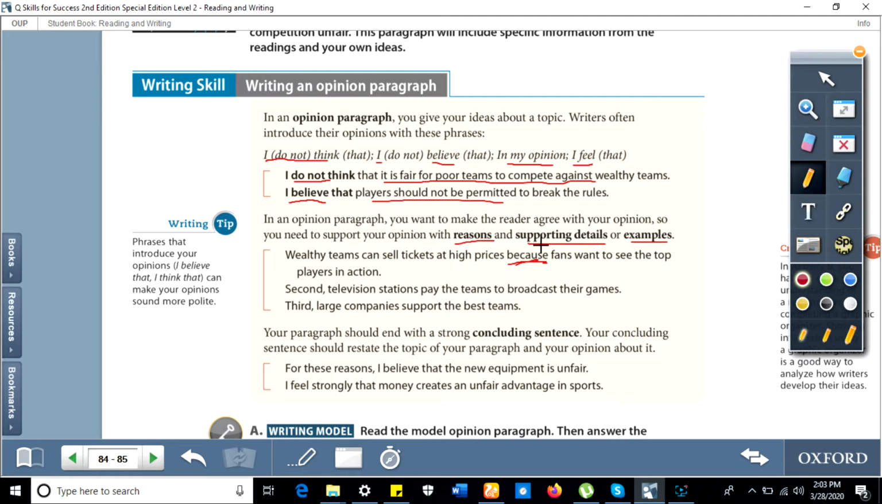After that he can also give supporting details. In supporting details he can give more description, more ideas or more reasons about the same idea, right? And he can also add up some examples right there.